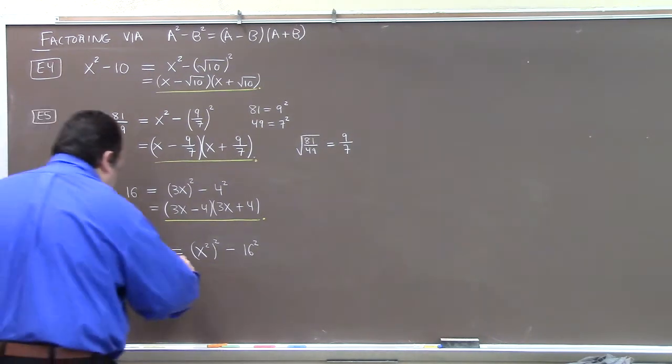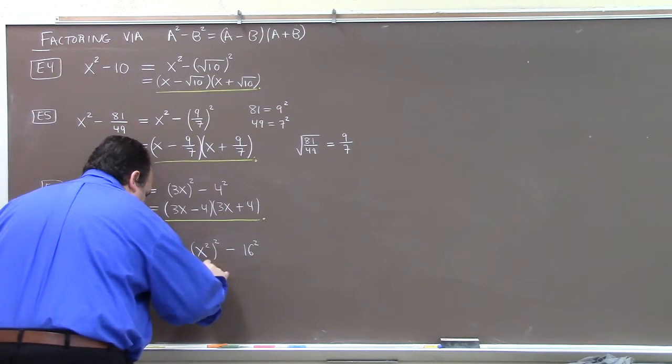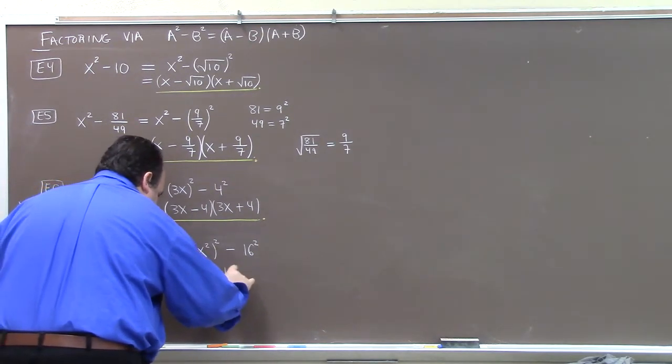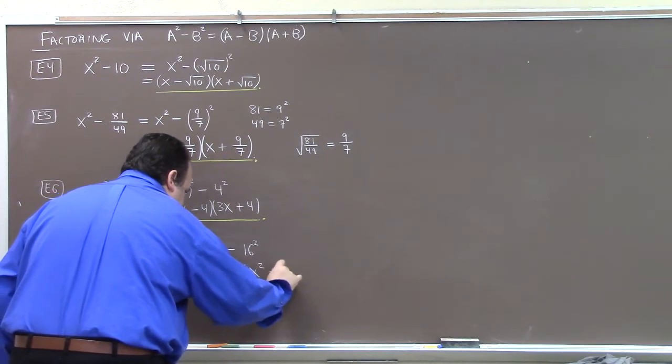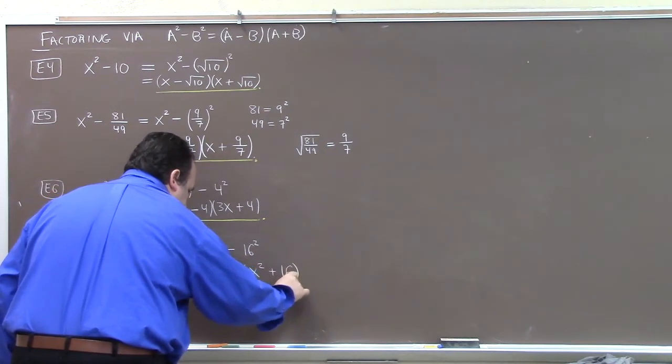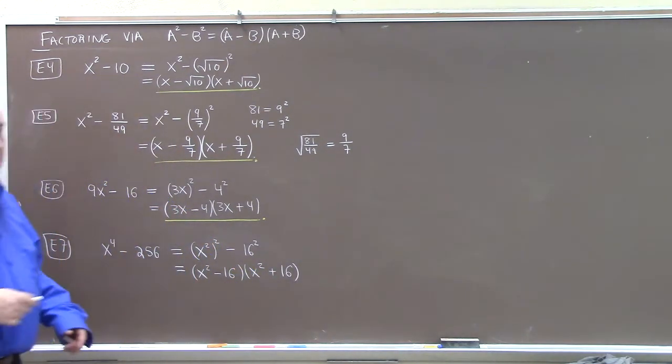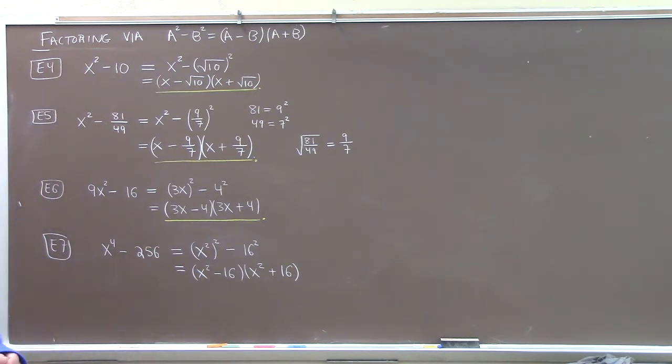So what do we get? We get x squared minus 16, x squared plus 16. Now, x squared plus 16, game over. That's all we can do. There's no way to break that down further. When you have x squared plus a number, you cannot factor unless you've got complex numbers to work with. And we don't have those yet.